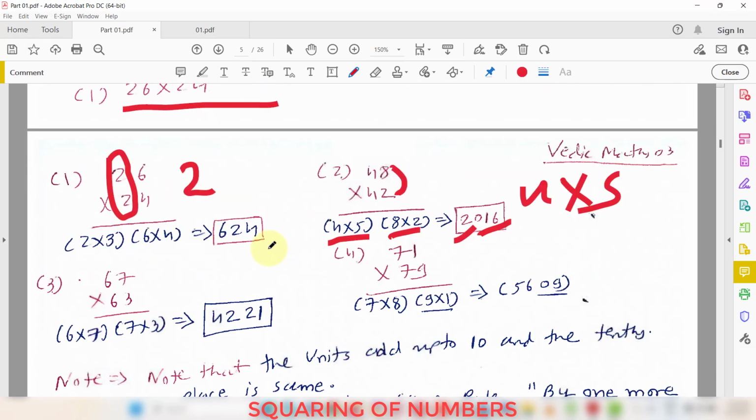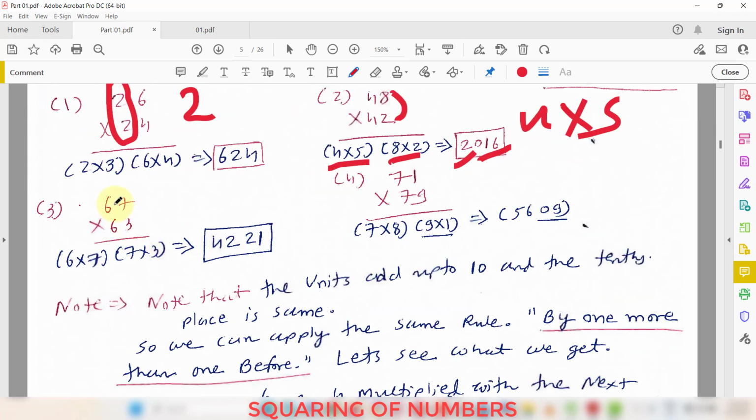Now let me do some more examples. 67 times 63, right? So what comes after the 6? That is 7. So 6 times 7, that is 42. This is our first part of the answer, and 7 multiplied by 3, that is 21. This is our second part of the answer. 71 times 79. So what comes after the 7? That is 8. So 7 times 8, that is 56. That is our first part of the answer.